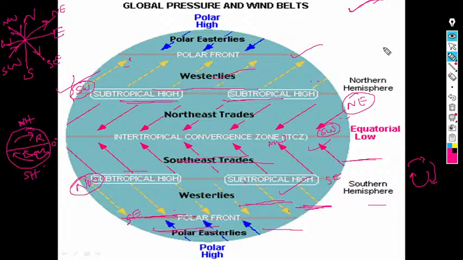Easterlies in the northern hemisphere blow from the northeast direction to the southwest, and here they blow from southeast towards the northwest. Okay, southeast to northwest.